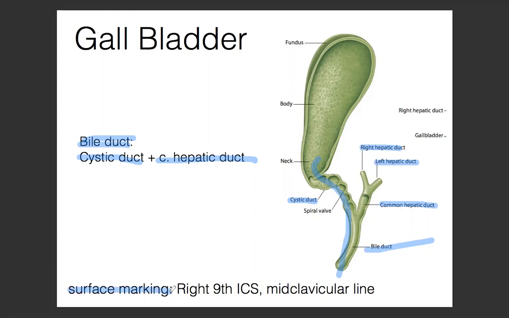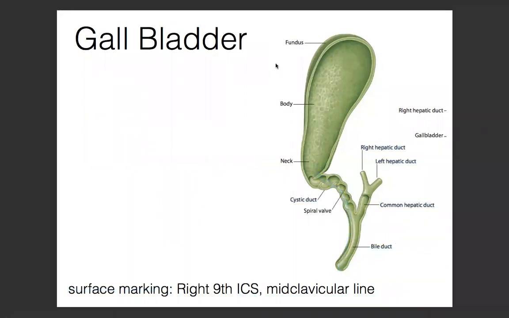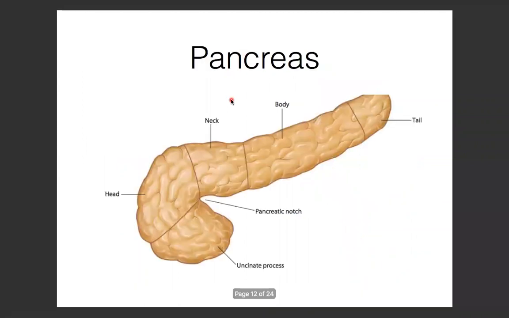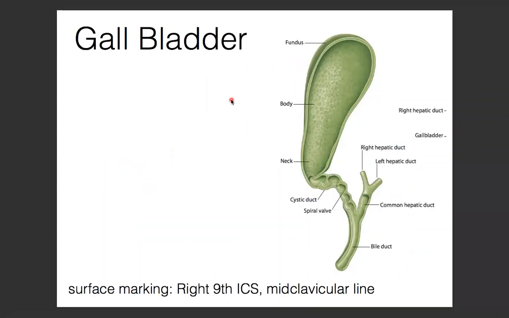Last thing I want to mention is the surface marking of the gallbladder, which is found in the right ninth intercostal space in the mid-clavicular line. This is also an area of questions, sometimes in the DR exam mostly. They ask you for the surface marking of the gallbladder. It's in the right ninth intercostal space, mid-clavicular line. Okay, we'll stop here and take a short break.